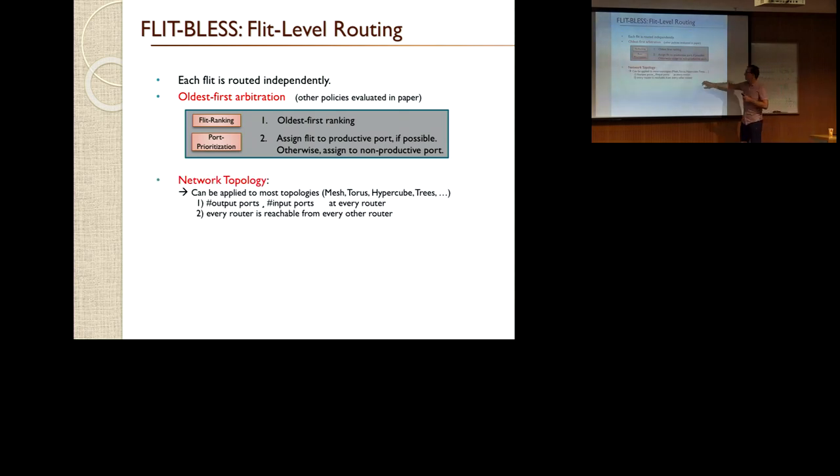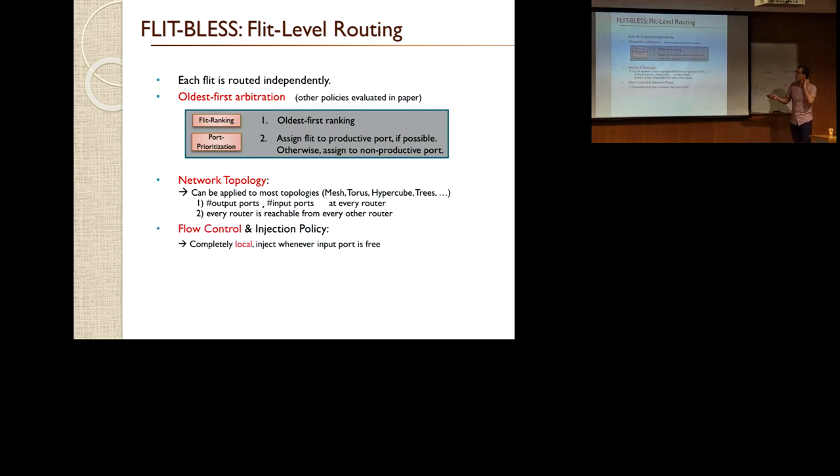Okay. So, okay, network topology. This can be applied to most topologies. Basically, number of input ports and number of output ports. Actually, there's something wrong here. I don't know. But it should be greater than or equal to number of input ports at every router. Otherwise, you cannot deflect, right? You have nowhere to deflect. But most interesting topologies, at least, have that property. And every router also should be reachable from every other router. That's also important. Otherwise, you may not get to your destination, right? Or you need to be very complicated in terms of how you deflect.